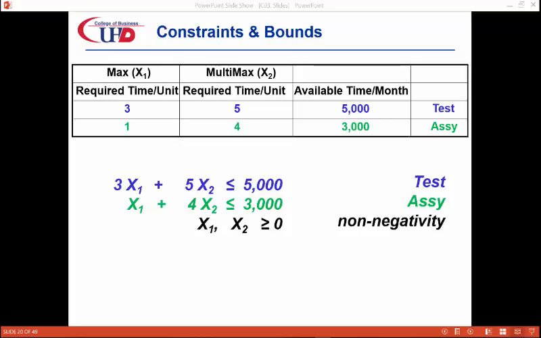We also need boundary constraints, which are there by default. For both Max and Multi-Max, we can only produce or not produce, so x1 and x2 are non-negative. Notice in the model itself, we don't require x1 and x2 to be integer, though it makes more sense in reality. So we will first try to find the best solution and see whether it is already integer. If it's not, we will round it to the closest integer.